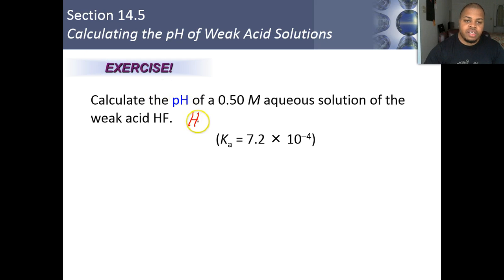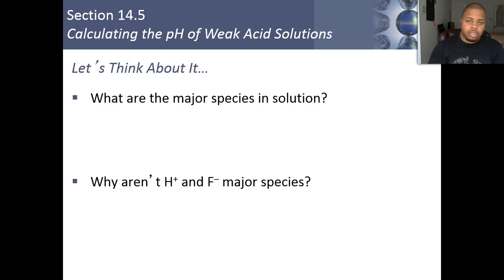I have HF plus H2O is going to yield H plus and F minus. Major species: hydrofluoric acid and water. Our equilibrium lies far to the left. Why aren't H plus and F minus the major species? Because the equilibrium lies so far to the left, we don't produce much of them.